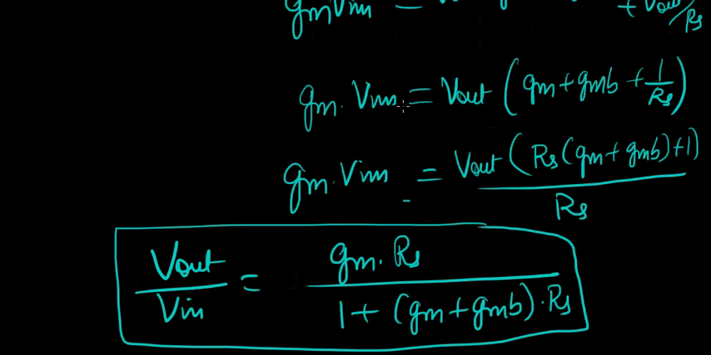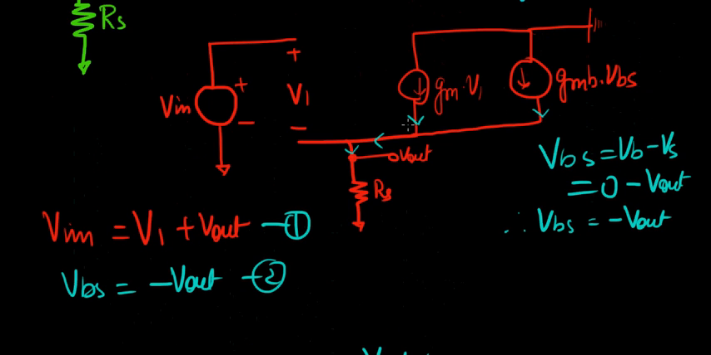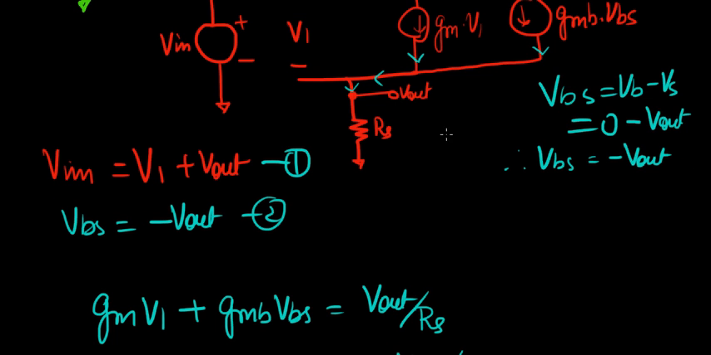Alright, no big deal. Let me just review what we just did here. All we did for the small signal model was first write what Vin stands for. I mean, Vin is equal to V1 plus V out, and the second was VBS equals minus V out. And right, we did this derivation here, right? VB is 0, VS is V out, so minus V out. Perfect. And then what was the third equation, the most important one?